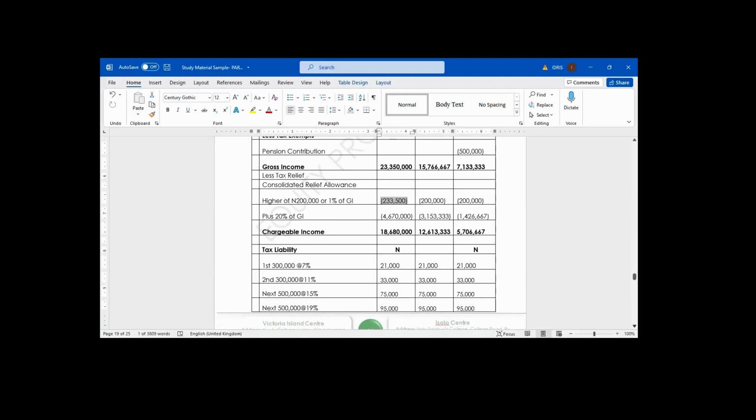So the chargeable income for Muiwa is 18,680,000.